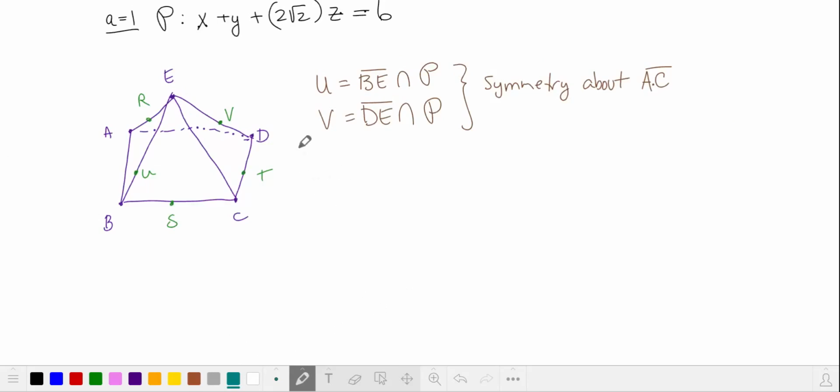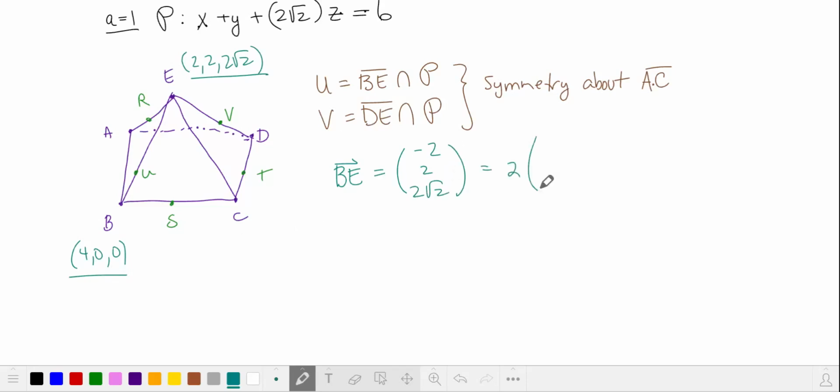To do that, we need to find an equation for the line that passes through segment BE in 3 dimensions. We do that using vectors. First, I'll find the direction vector for our line from B to E. The x-coordinate goes down by 2, so that's a minus 2. Here, y is plus 2. And z is plus 2 root 2. We can factor out a 2 from these 3 numbers, and since we'll be using this as our direction vector, the magnitude is not important, so we'll just use this smaller vector.